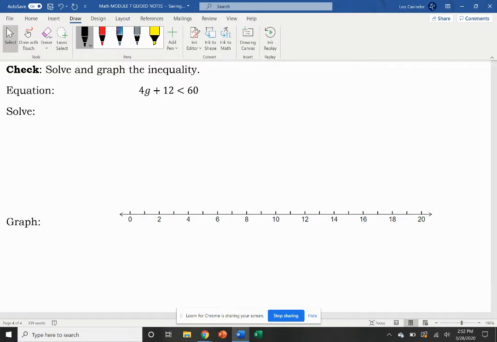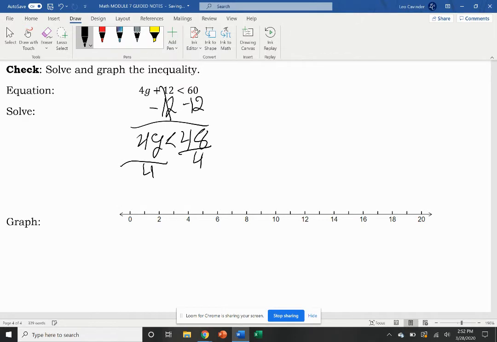Now we're going to check it to make sure it's true. So, remember we had 4g plus 12 is less than 60 as our inequality. We're basically just going to solve it. We're going to subtract 12 from both sides, which gives us 48. Well, this cancels out, so this is 4g is less than 48. We're going to divide by 4. Cancel out, it gives us g is less than 12. We're going to go on 12.